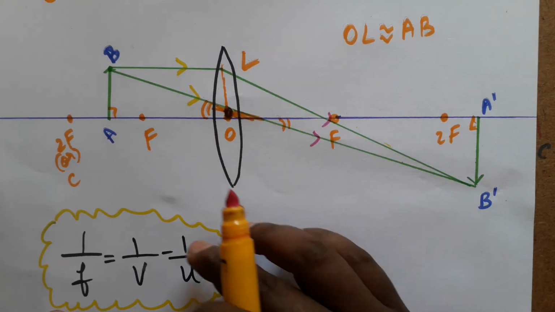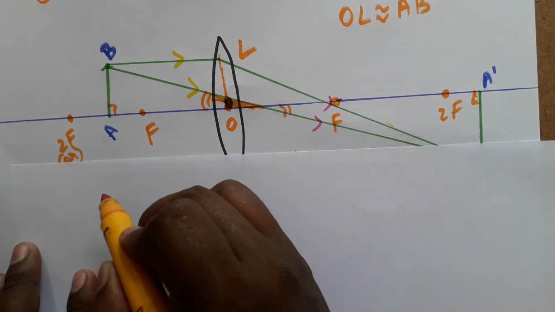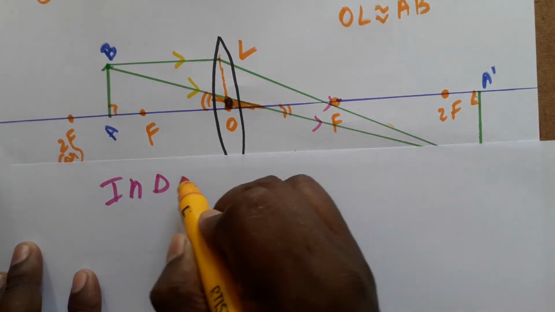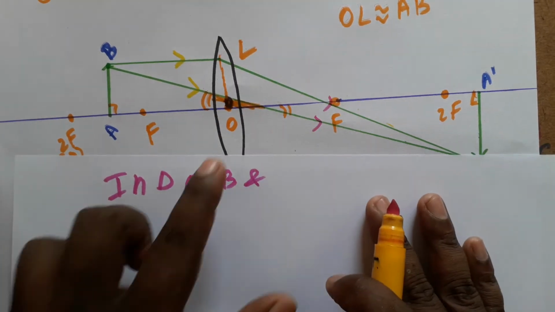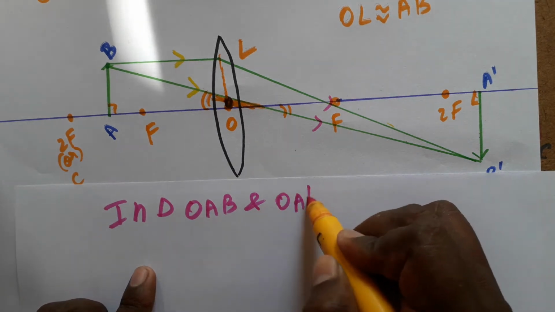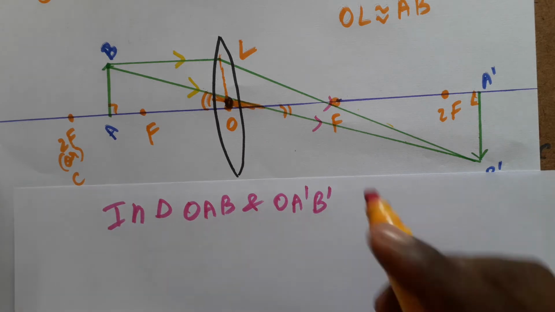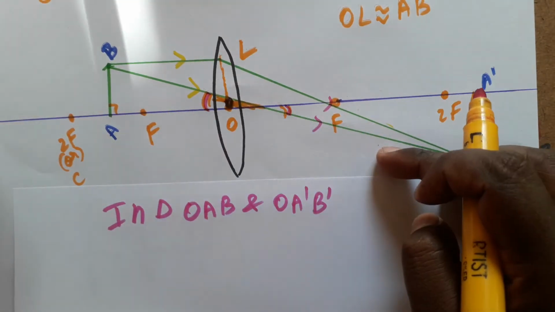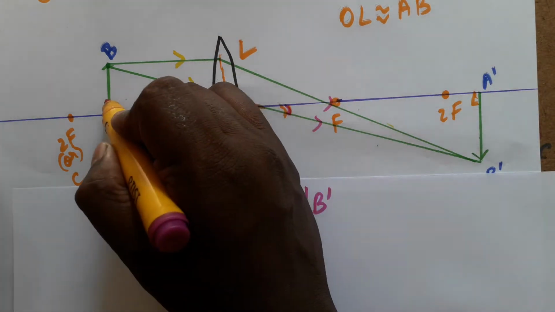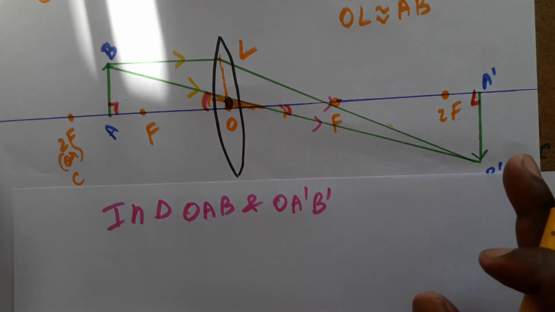Now I am going to prove 1/f = 1/v - 1/u. This is the formula we are going to prove. First, I am taking the triangle OAB and another triangle OA'B'. These two triangles are similar. How are these two similar? This angle is equal to this angle, and this is a right angle, this is a right angle. Two angles are equal, so I have proved they are similar.